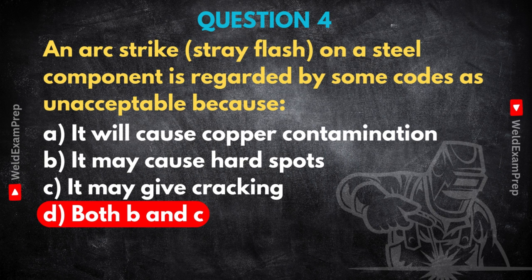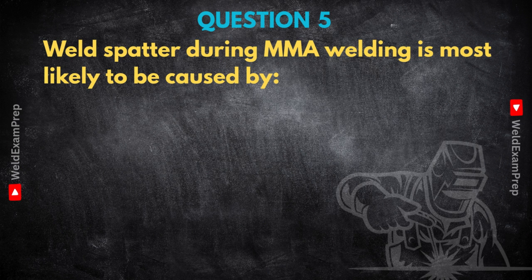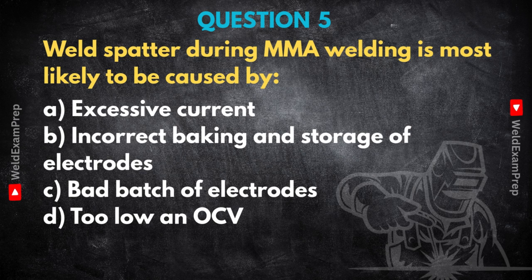Good advice for inspectors. Okay, let's tackle our final question for this session, question 5. Weld spatter during MMA welding is most likely to be caused by options: A, excessive current. B, incorrect baking and storage of electrodes. C, bad batch of electrodes. D, too low an OCV. And the most likely cause here is A, excessive current.